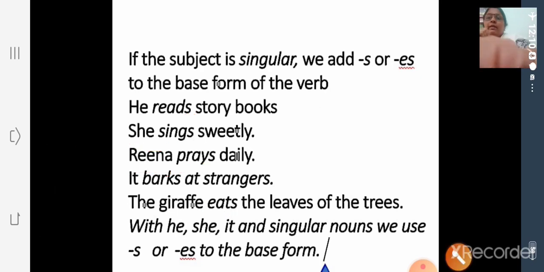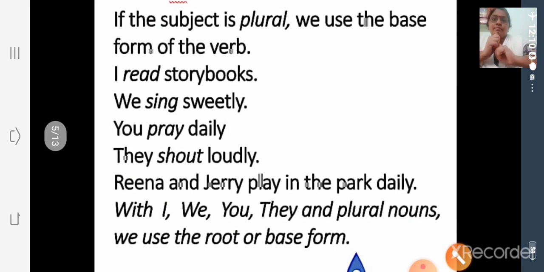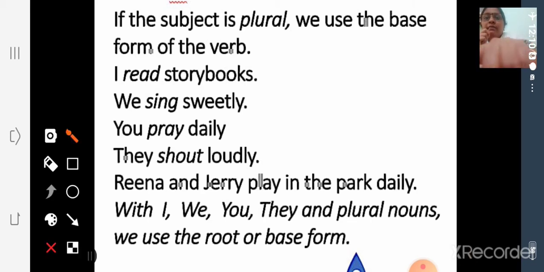Then if the subject is plural, we use only the base form. No need of any change. We don't have to add anything. Just write the base form if the subject is plural. I read storybooks. I is singular, even then I is an exception. Along with I, we always use the base form. So with I, we use only the base form.